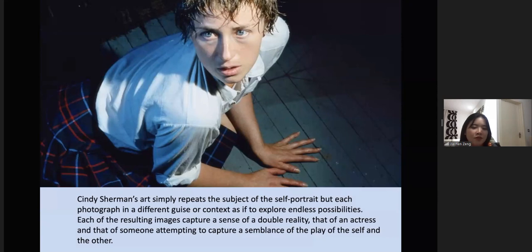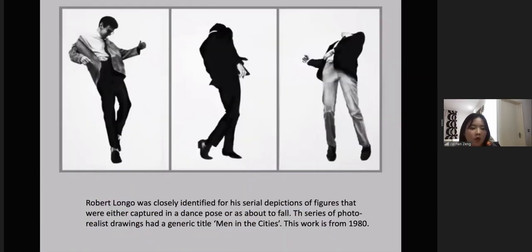Cindy Sherman's art simply repeats the subject of the self-portrait, but each photograph in a different guise or context as if to explore endless possibilities. Each of the resulting images captures a sense of a double reality, that of an actress and that of someone attempting to capture a semblance of the play of the self and the other. Robert Longo was closely identified for his serial depictions of figures that were either captured in a dance pose or as about to fall. The series of photorealist drawings had a generic title, Men in the Cities. This work is from 1980.